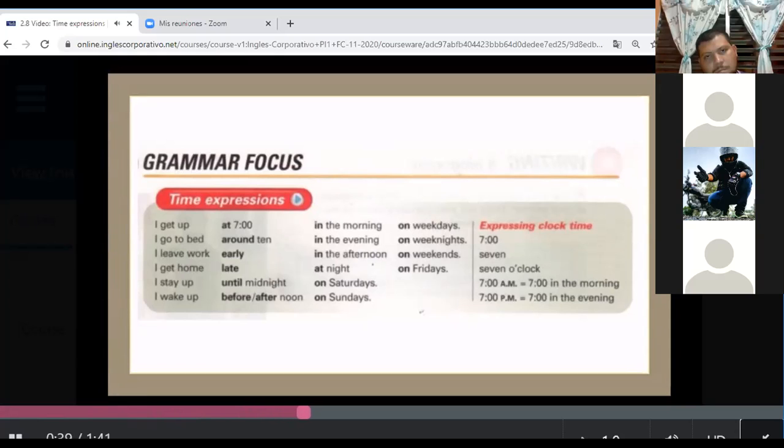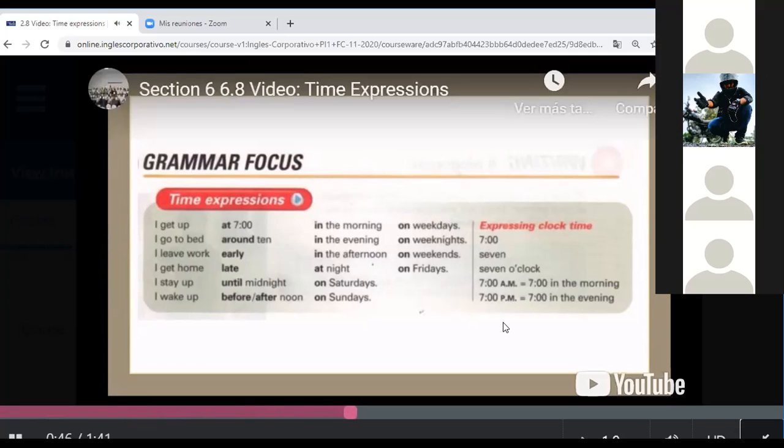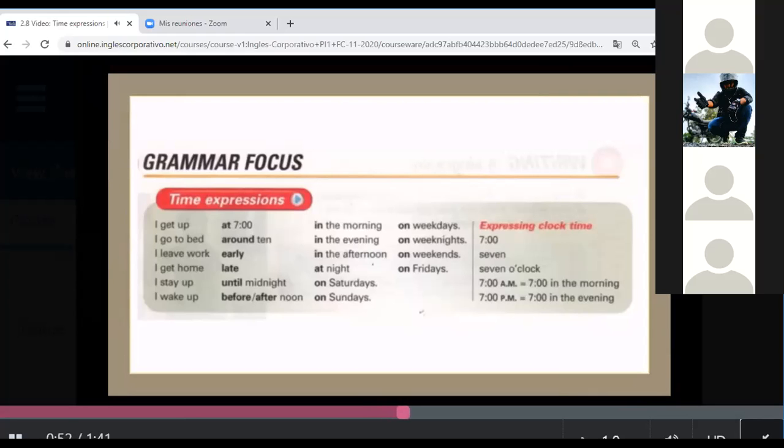Expressing clock time. 7 o'clock. 7 a.m. equals 7 in the morning. 7 p.m. equals 7 in the evening.